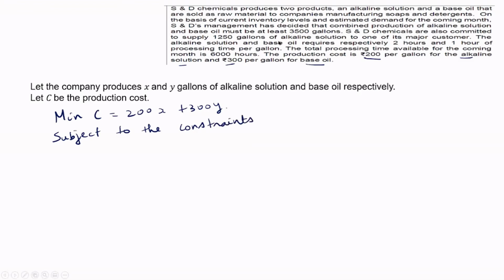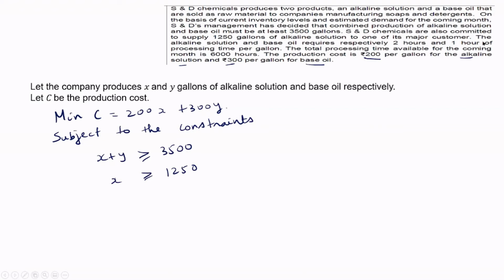the first constraint is, it is given, the company has decided that combined production of alkaline solution and base oil must be at least 3,500 gallons. So X plus Y should be at least 3,500 gallons. Then the next constraint is, S&D Chemicals are also committed to supply 1,250 gallons of alkaline solution to one of its major customers. So this X should be at least 1,250.